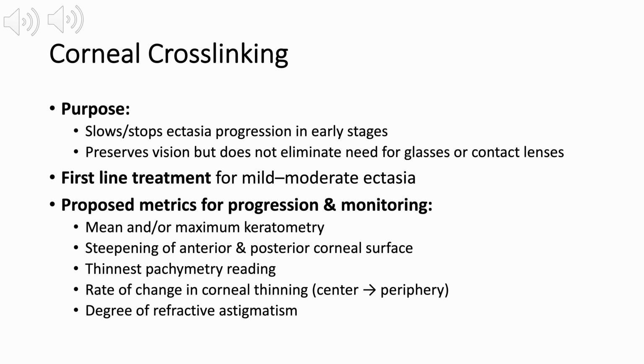Cross-linking is considered the first-line treatment for mild to moderate ectasia, making it the cornerstone intervention for stabilizing disease progression before more invasive procedures are needed. To monitor the course of disease and the effective treatment, several metrics are proposed. These include mean and maximum keratometry values, steepening of both the anterior and posterior corneal surfaces, the thinnest pachymetry reading, and the rate of change in corneal thinning from the center toward the periphery. Additionally, the degree of refractive astigmatism provides valuable information about both disease progression and functional visual outcomes.